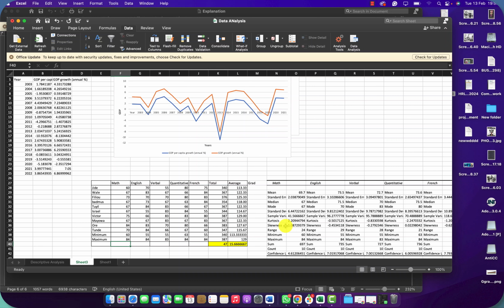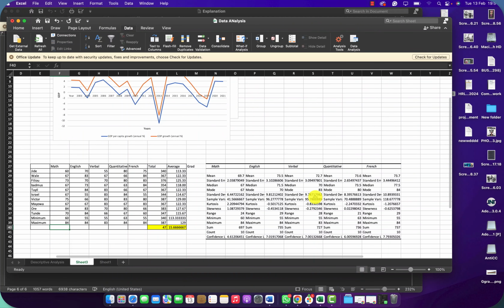And in descriptive, what we mean by the word descriptive is that you are just saying the way you saw it. For example, if I'm checking all the subjects that we have over here, you can see that when we check the mean value, mathematics is having 69.7, English is having 73.5, verbal 72.7, likewise the other ones.